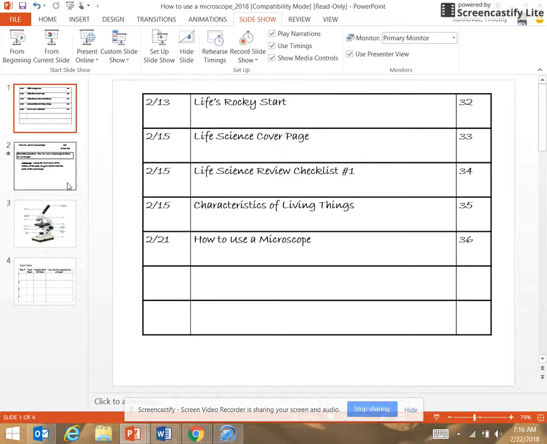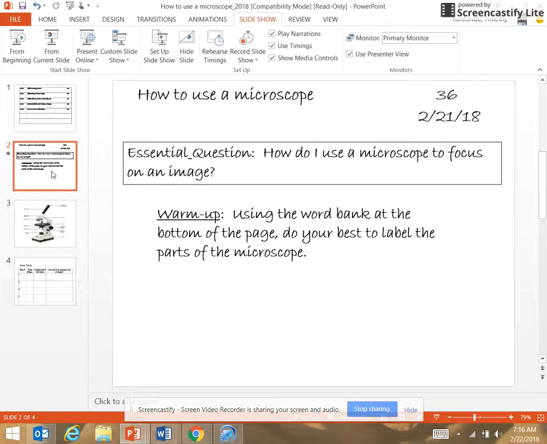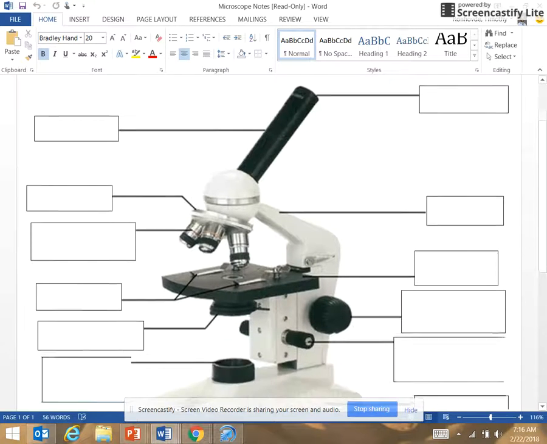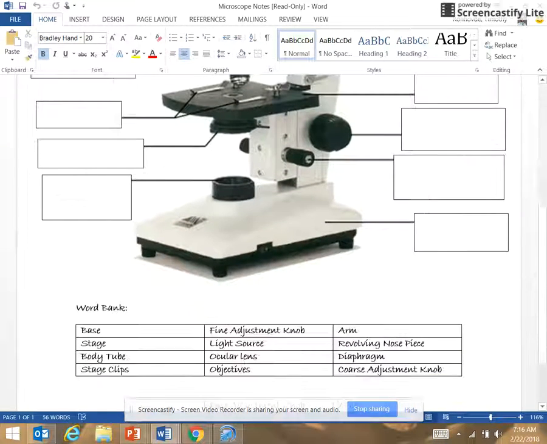How to use a microscope? And your essential question was pretty simple. How do I use a microscope to focus on an image? And as a warm-up, you attempted to name the parts of a compound light microscope. And you had a word bank for that.